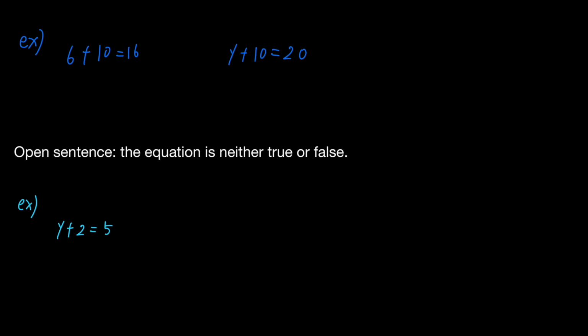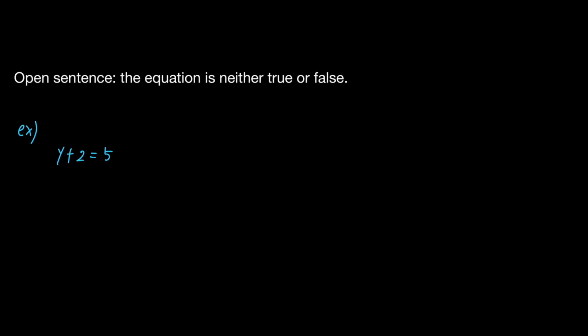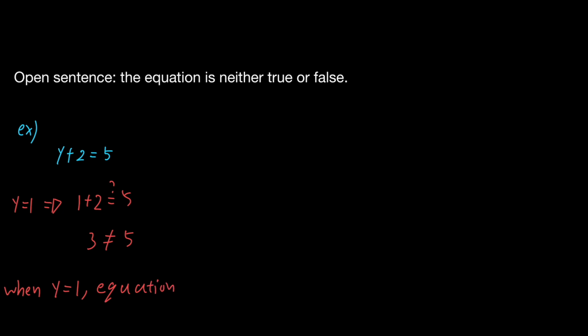But let's say you want to know whether it's true or false. You want to be certain. So let's say I gave you a condition right here. The condition will be y is 1. And I can test them out. I can replace it with the 1. So 1 plus 2. Does that equal 5? Let's see. 1 plus 2 is 3, so it's definitely not equal to 5. So when y equals 1, the equation is false. So we're certain that when y is 1, it will be false.